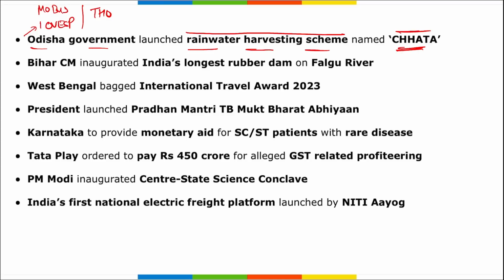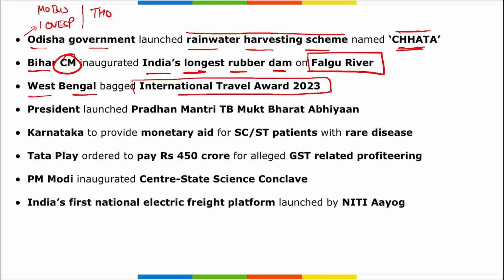By Odisha government. Bihar's chief minister inaugurated India's longest rubber dam, and it was on Falgu river. I repeat, where is the India's longest rubber dam located? It is located on the Falgu river. And in which state is it located? It is located in the state of Bihar. All right, highly important. Then West Bengal bagged the International Travel Award for the year 2023.